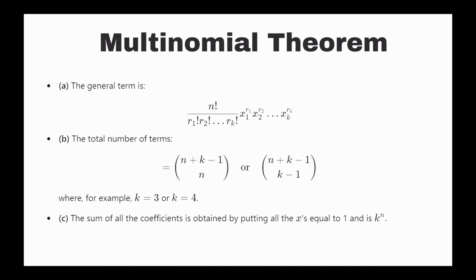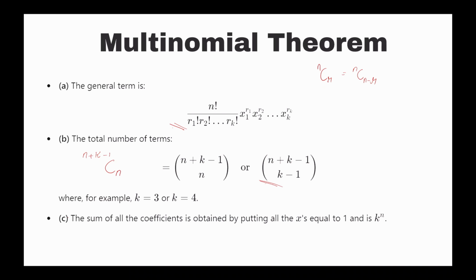Again, repeating the same things, the general term is written in this format. The total number of terms is going to be (n plus k minus 1) C n, which is (n plus k minus 1) C (k minus 1). I hope you all know the theorem that nCr is equal to nC(n minus r). That is exactly what has been done here. So either of these is possible.